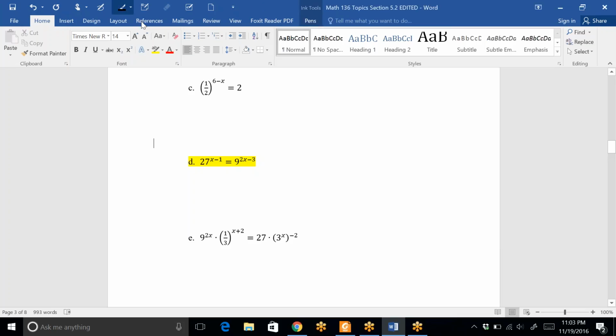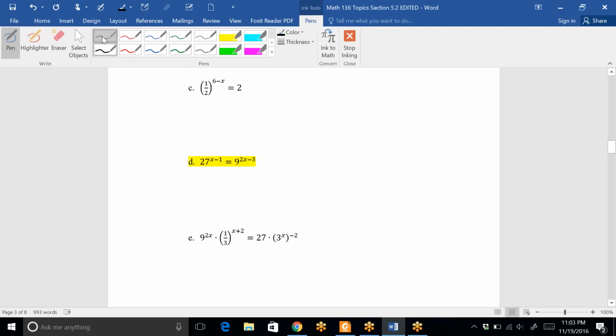Okay, this is the continuation of the 5.2 notes from in class last week. Just going through some of the examples that we had to skip over. This is the rule that says if we can get the same base on each side of an equal sign, then the exponents are also going to have to be equal.